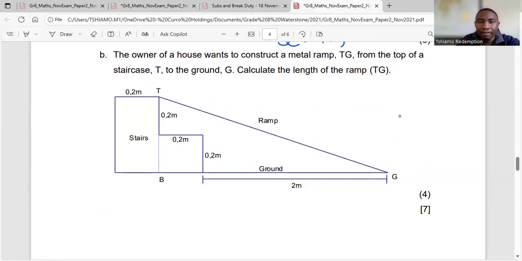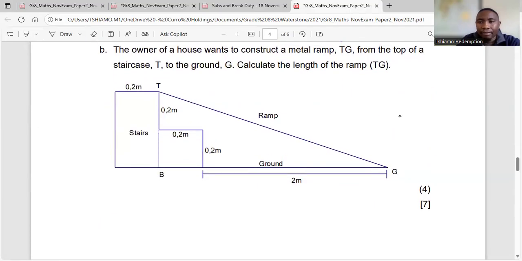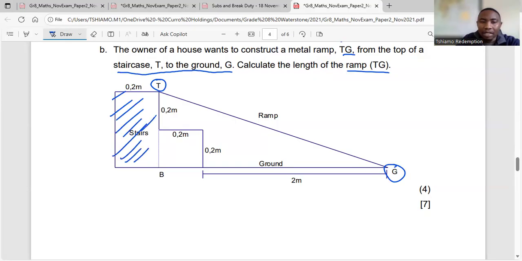Okay, here's another question here. This question says, the owner of a house wants to construct a metal ramp, which is TG, from the top of the staircase to the ground. So T to G, from here to there. Calculate the length of the ramp. So the ramp is this one. And then we get this part here. So this part is the stairs.